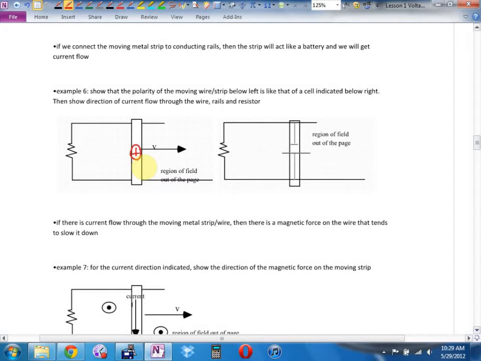What does this question say? Which way is the magnetic field supposed to be? What does the diagram say? Out of the page. So extend your fingers out of the page. So boom, boom. Which way is the positive going to get pushed? We're going to get a current flow this way.